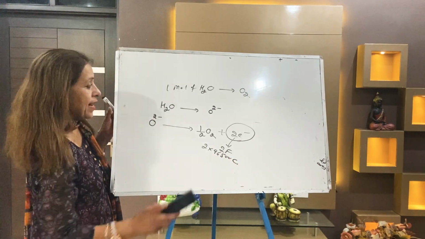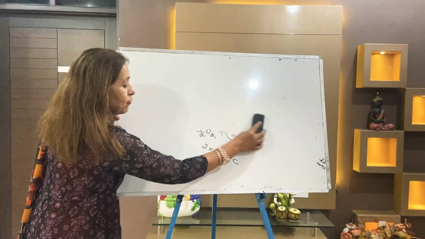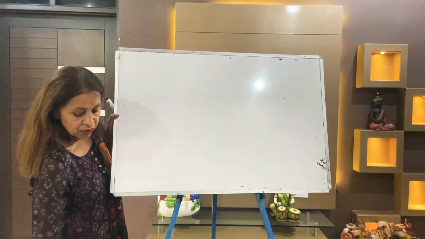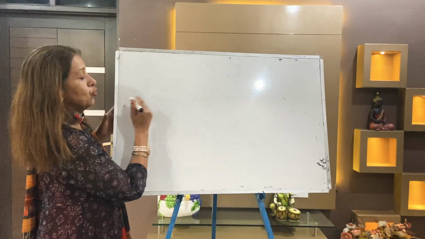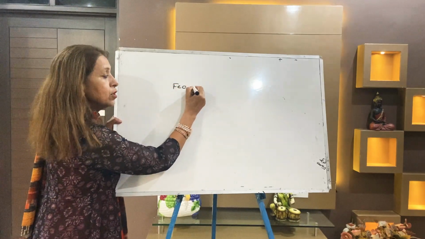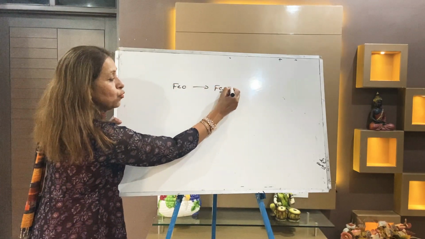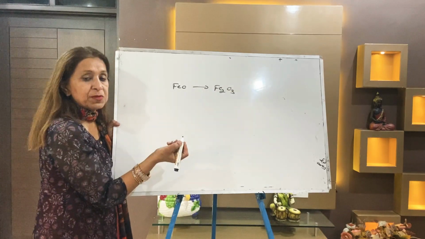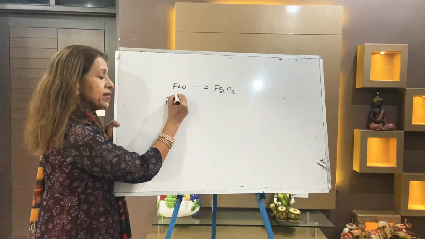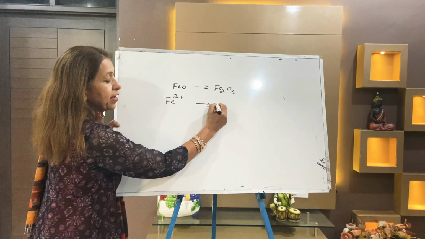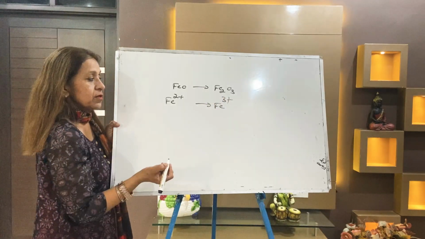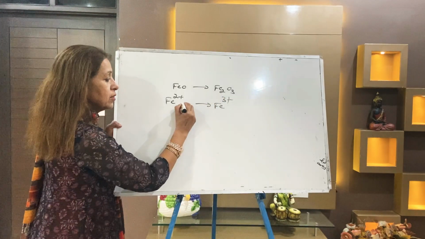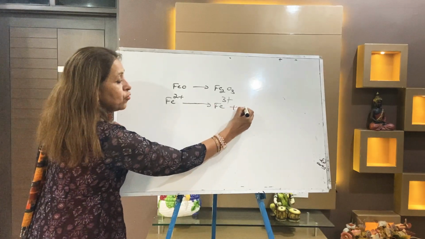Okay, so I am taking your second part. Now in the second part, same numerical, 1 mole of FeO to Fe2O3, ferrous to Fe2O3. So what is the difference between these two? In this it is ferrous, in this it is ferric, Fe3+. So ferrous to ferric, that means 1 electron this side.